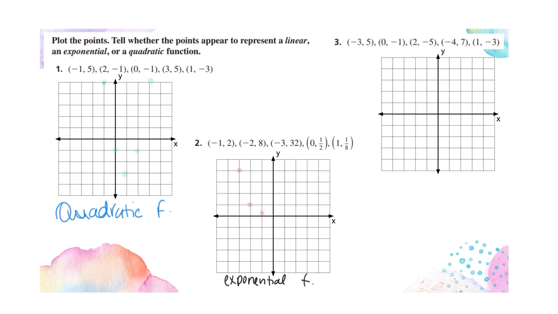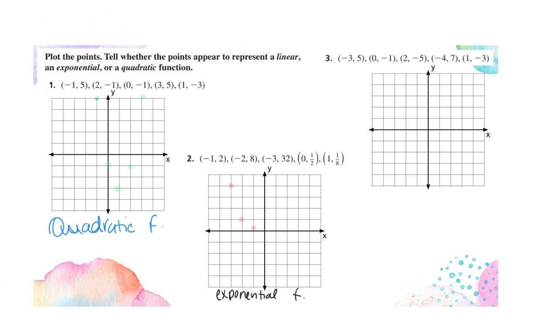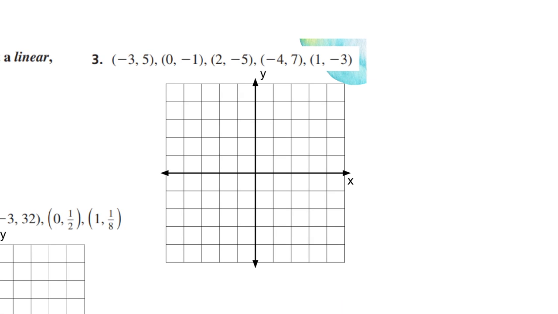And number 3, I'm going to graph -3 and 5, 0 and -1, 2 and -5, -4 and 7, and 1 and -3. I have not graphed yet the other one, but I know with -4 and 7 it's going to be somewhere down here, okay? That is giving me a linear function.